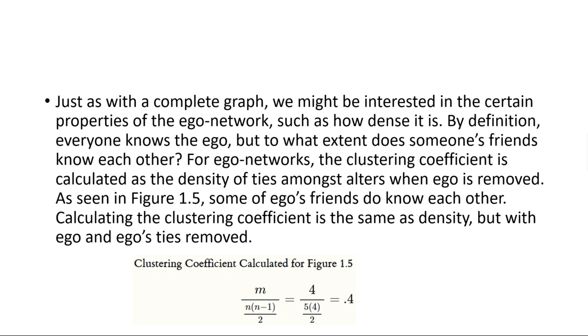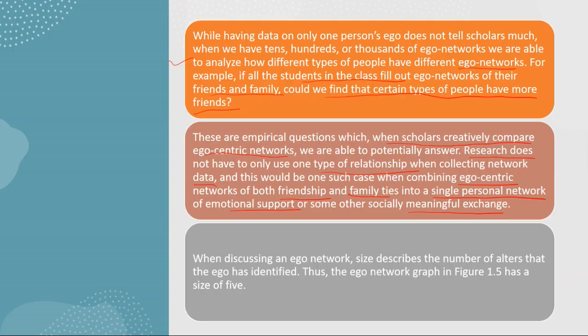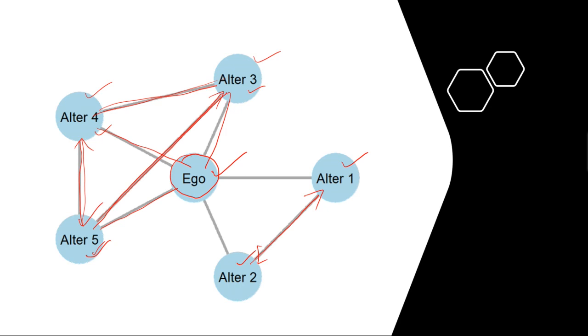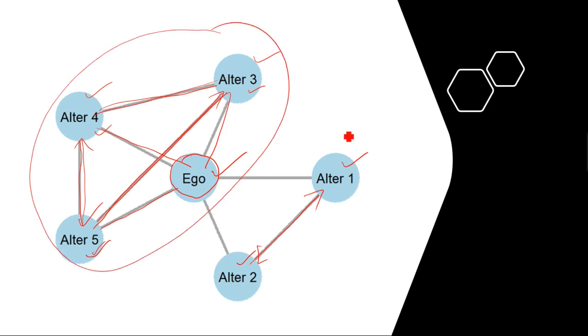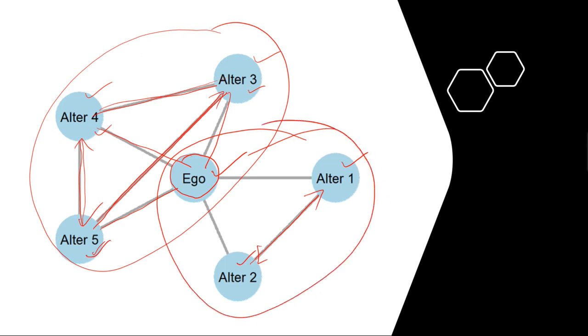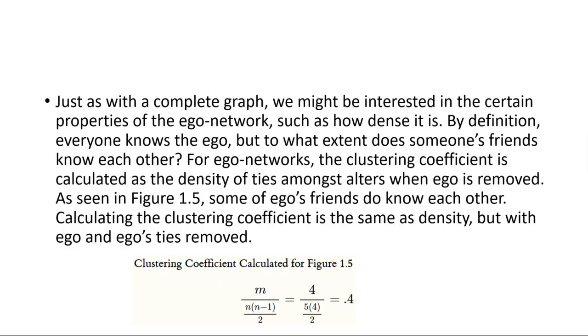Here we will apply a certain formula. We first take the graph we are interested in, and then try to find out how dense it is. What is the meaning of dense? We need to find how the people are connected to each other. So in this example, suppose this is the colleague network and this is the family network. How dense this network is, we need to calculate. For that we will apply the formula of clustering coefficient. It is m upon n into (n minus 1) by 2.